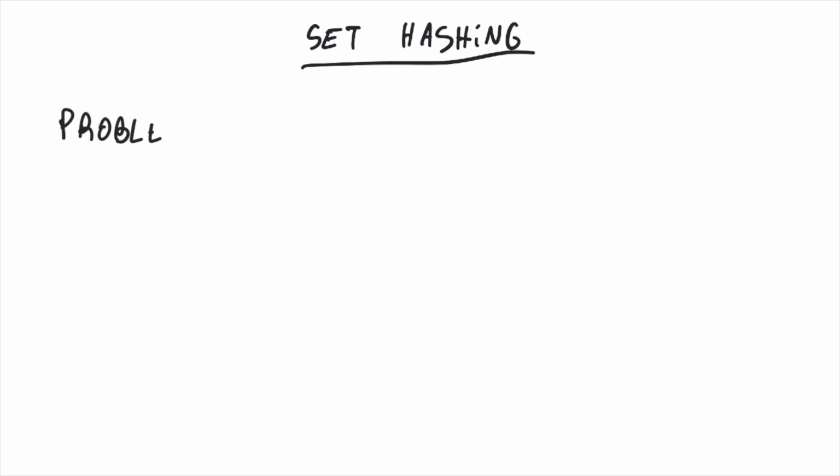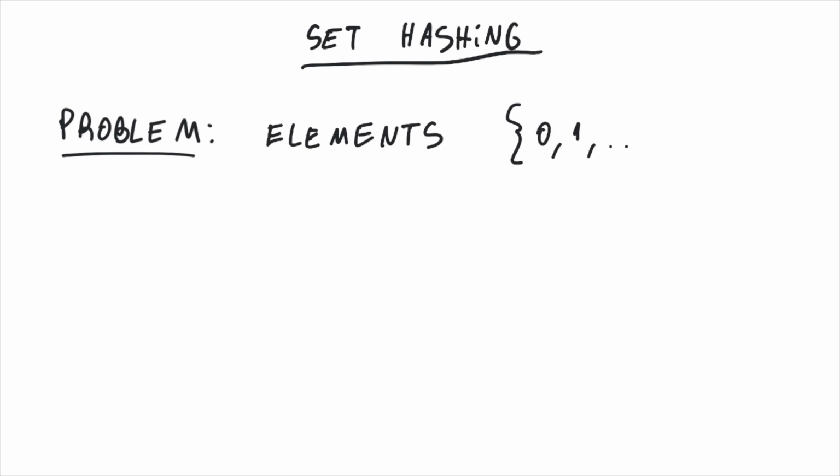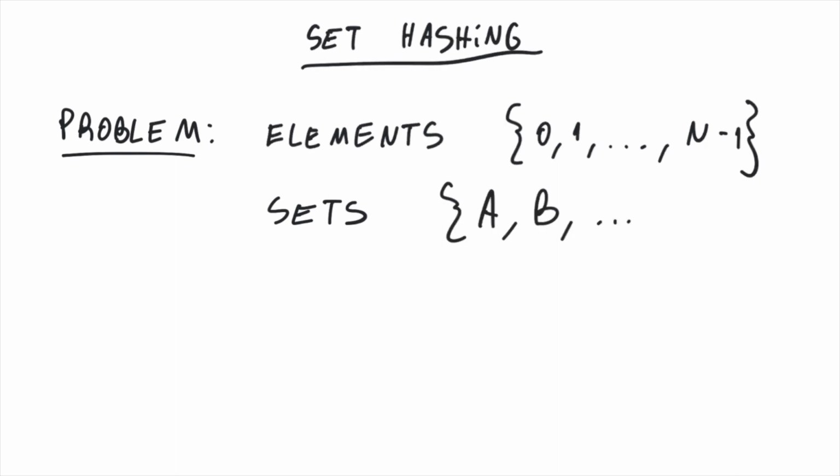I will now just very briefly mention set hashing. I just want to stress that the idea of hashing is much more general. It doesn't really apply only to strings, and it's very powerful. So consider, for example, the following problem. Let's say you have some elements. For simplicity, the elements can be numbers: 0, 1, up to n minus 1. So you have n numbers, and you have some sets. Let's call them A, B, and so on.